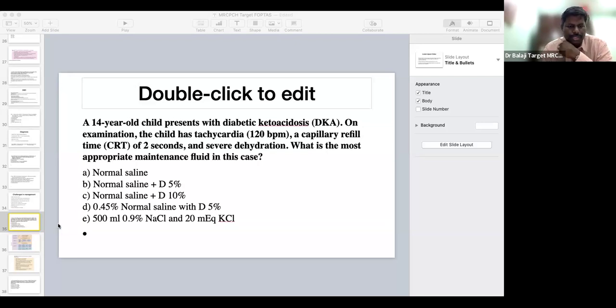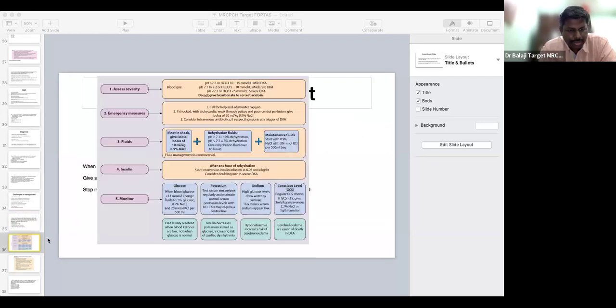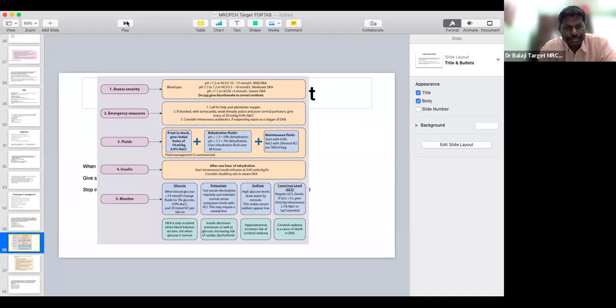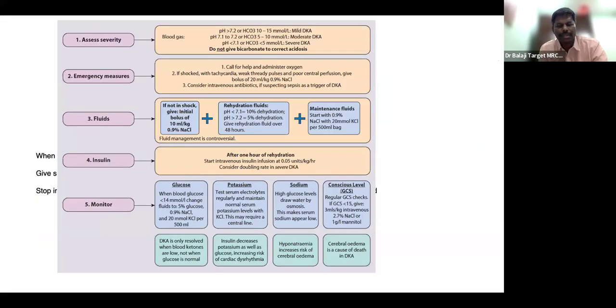Okay. So DKA is one topic where definitely you're going to get at least one or two questions. One question definitely from DKA they will be asking. So you have to read the pediatric guidelines, the guidelines given by the UK. So I have taken one picture from Lizar so that it can be a very useful revision. From this chart, definitely they are asking one question. So make sure that you are thorough with it.